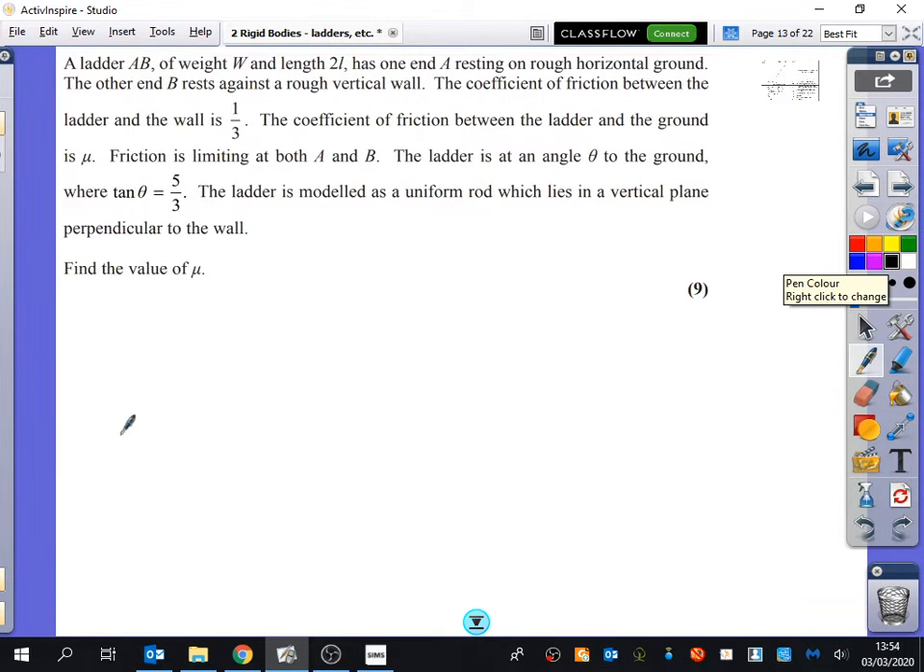I'm going to start off with my diagram where I'm going to have a floor and a wall and a ladder. I have an angle theta here, and I'm going to have the weight acting in the middle, and the weight is either side, because it's uniform, the letter L.